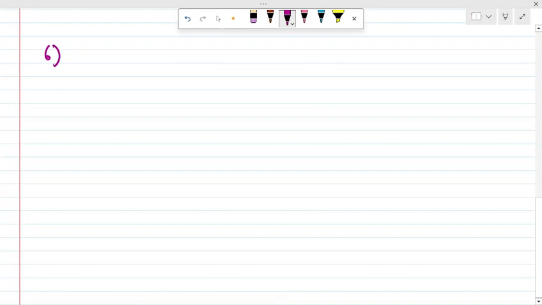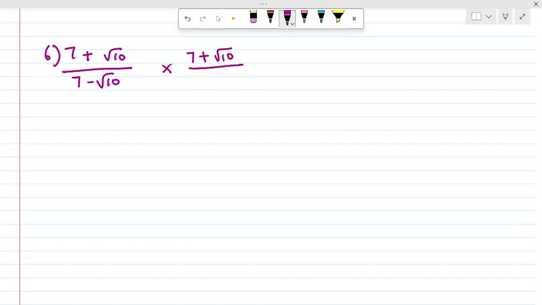Now, sixth example. That is 7 plus root 10 divided by 7 minus root 10. So now if you see we have root numbers in the numerator and the denominator. But we will not consider the numerator number, only see the denominator. We have 7 minus root 10. That means we have to multiply that with 7 plus root 10. That's all. We will not see what is the numerator. We will see the denominator because we are rationalizing the denominator. We will use the same numbers but change the sign.